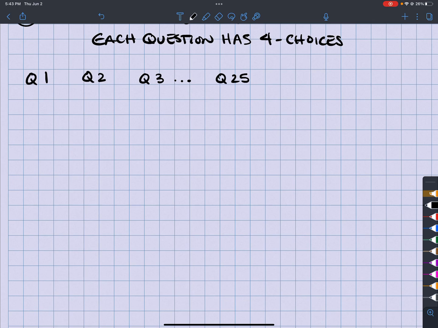So how many choices are in each one? Well, question 1 has 4 choices, question 2 has 4 choices, question 3 has 4 choices, and so on and so forth, and question 25 also has 4 choices. So I do have to multiply each and every single one of these. So really at the end of the day, I'm going to have 4 raised to the 25th power, which is a very, very, very large number.